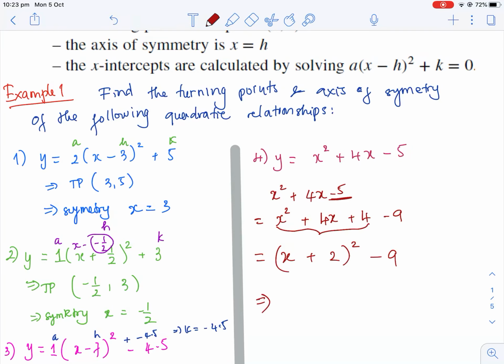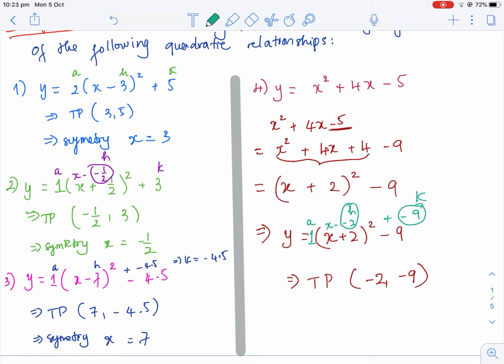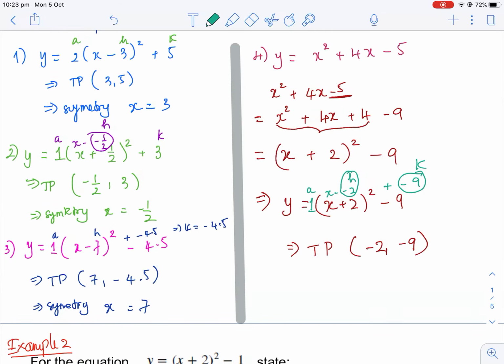Then I can write my final equation: y equals (x plus 2) squared, take away 9. And from here, easily I can state the turning point coordinates are negative 2 and negative 9. Why? Because a equals 1, and this one is x take away negative 2, so h equals negative 2. And take away 9 turns to plus negative 9, so this one is k. So the coordinates of the turning point are negative 2 and negative 9. And the axis of symmetry is x equals h, which is x equals negative 2.